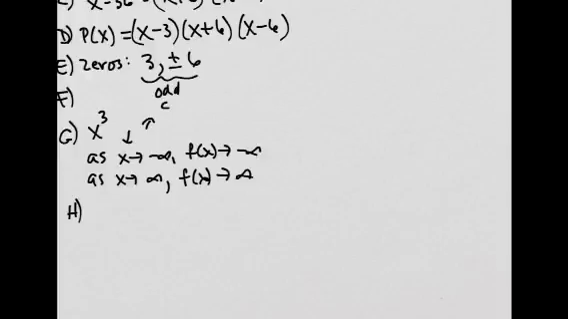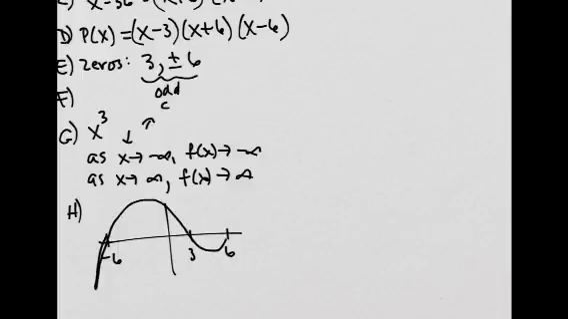So here you have 3, 6, negative 6. And so you know that it starts off from the bottom, right, because of the end behavior, and it crosses through each zero. None of them are tangent, so it just crosses, crosses, and crosses.